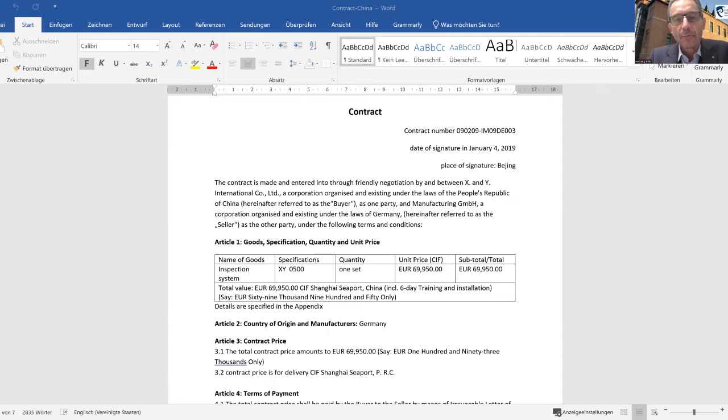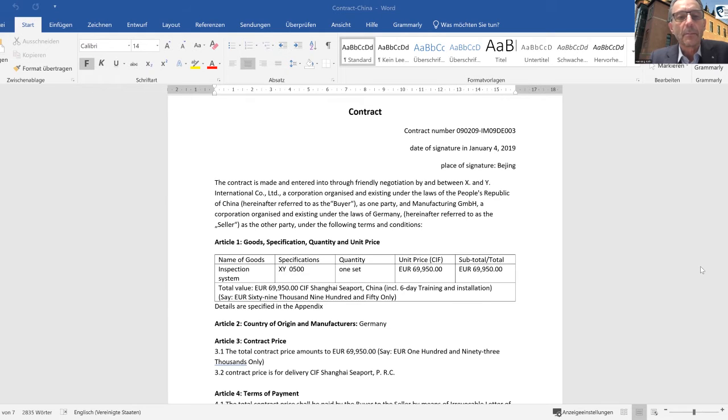There are some references on the top, such as contract number, date of signature, and so on. And please be aware that this is a sales contract really executed and not any fake or only written for this lecture. I took it because I think it is a very good example of what one can make better in a sales contract. So you see here, first of all, the contract is made and entered into through friendly negotiation. Yeah, sure. And then the two parties are named here.